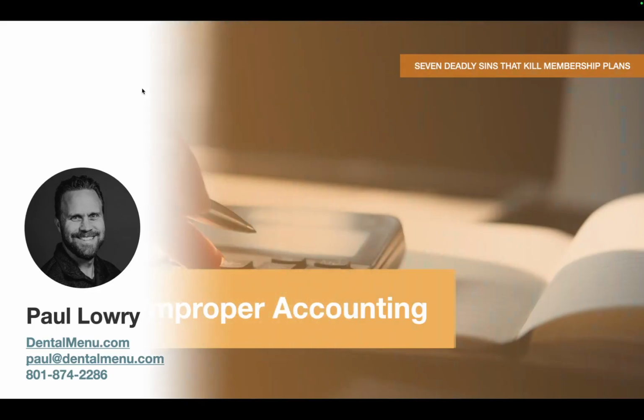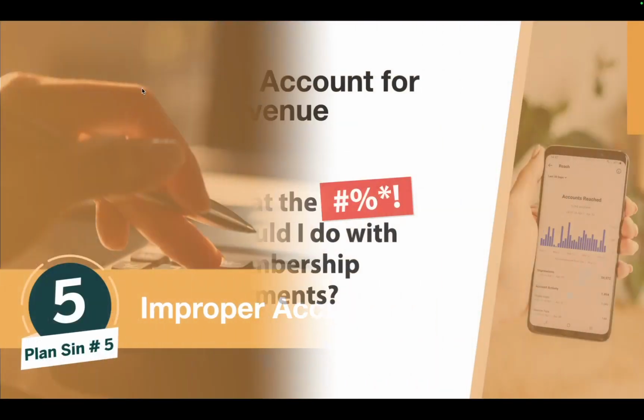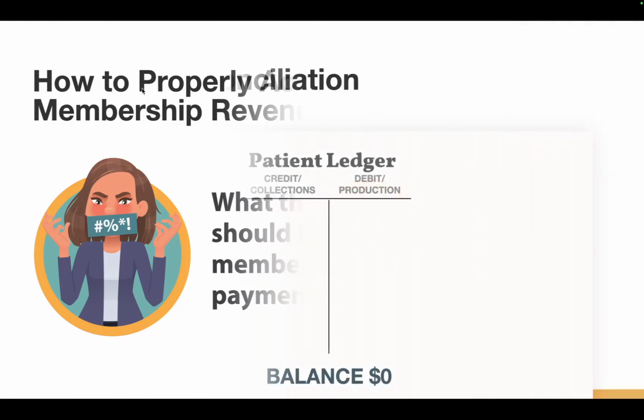Today we're going to be talking about sin number 5, which is improper accounting. We see this most often on Facebook forums for office managers, those that are running your plan. What should I do with membership payments? They're not sure where to put it on the ledger, what to do with adjustments, things like that, and it can be a real pain in the butt when you're running your plan. So let's look at a couple of methods.